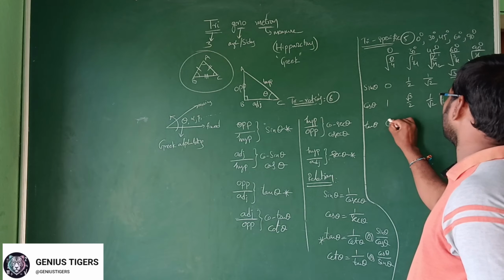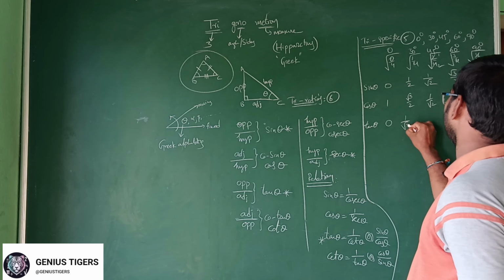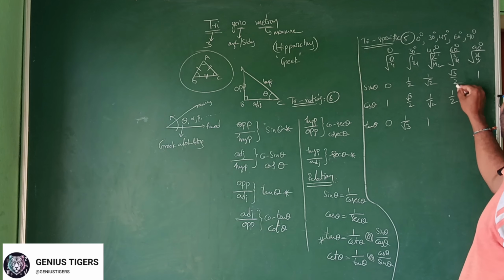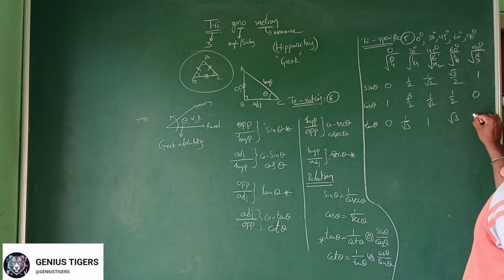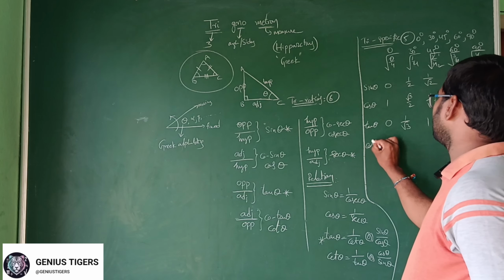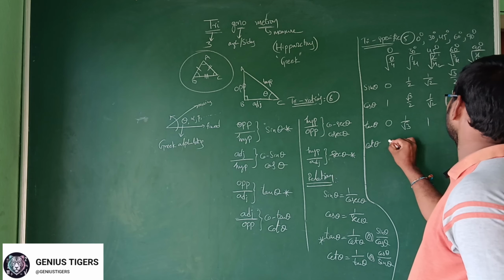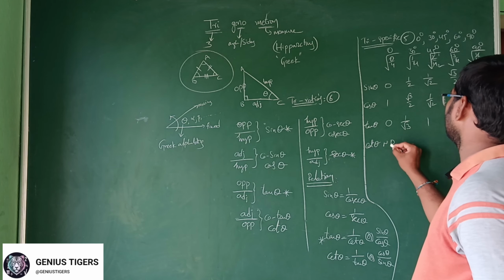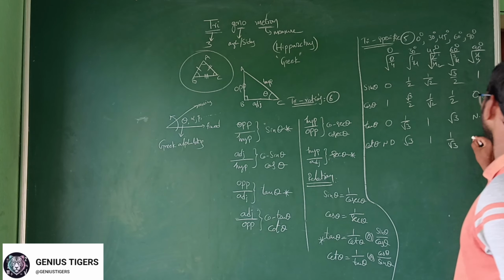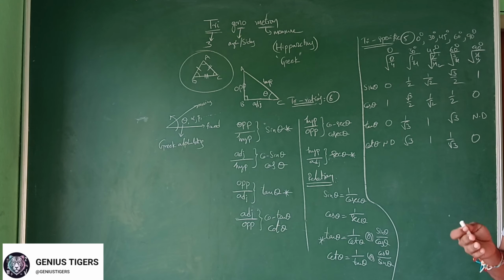See, 0 by something is 0. This is 1 by root 3. Root 2 gets cancelled, 1. 2 gets cancelled, root 3. 1 by 0, not defined. Okay. Then coming to cot theta. Cot theta is equal to the reverse: not defined, root 3, 1, 1 by root 3, 0. Got it?